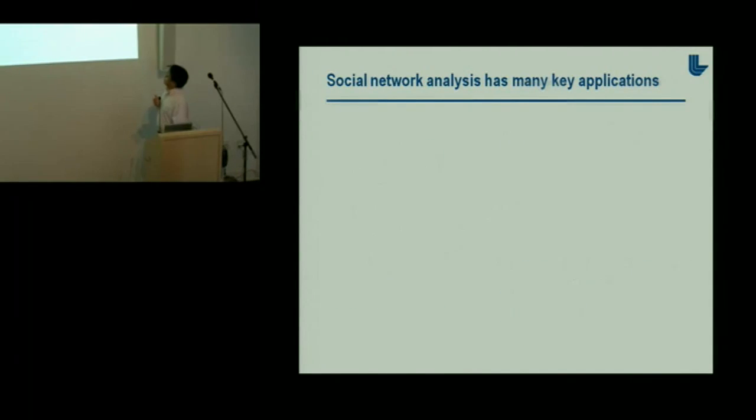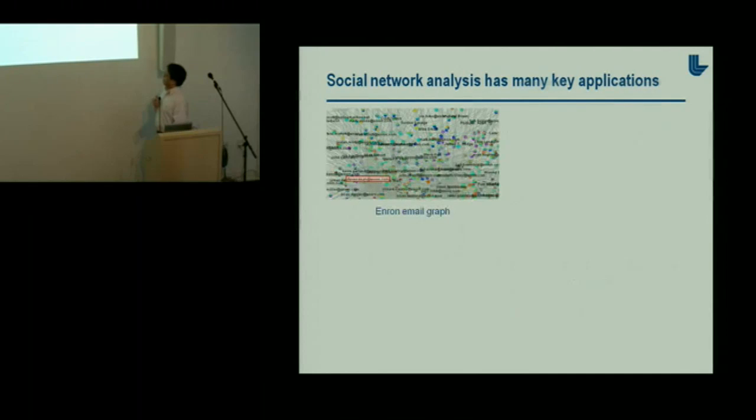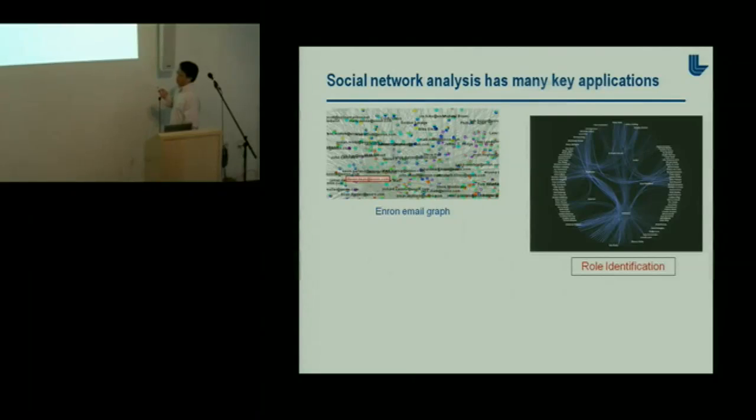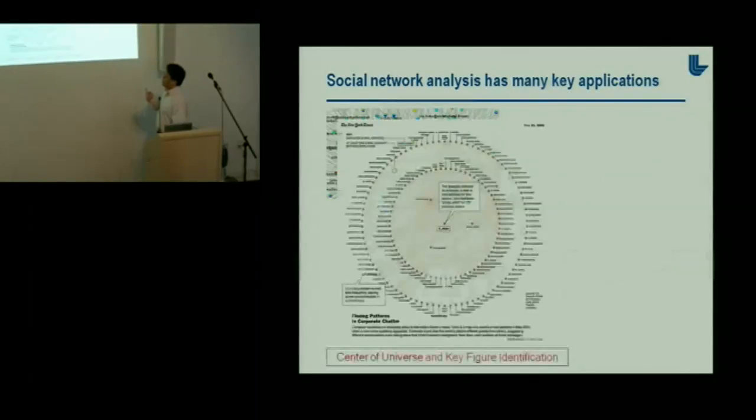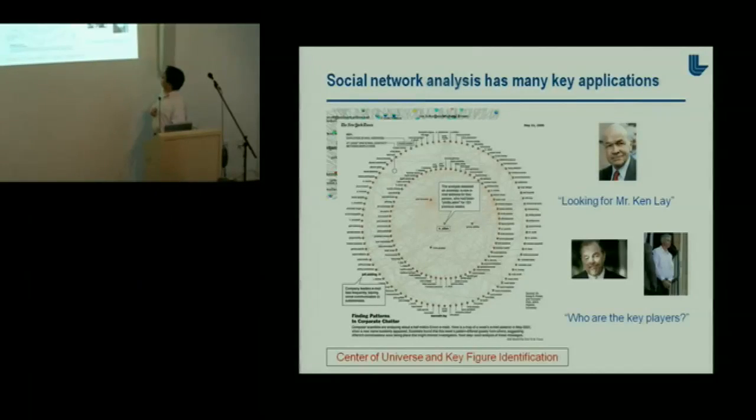Social network analysis has many other applications. For example, you have an Enron graph, which is very messy. But if you run proper graph mining algorithms, you can actually determine the roles of each individual: who are the secretaries, who are the CEOs, and who are the people with power. Similarly, this is what I call the center of universe problem. You may want to find a single guy in the middle who has the final word and controls everything, like our Mr. Kenley. And similarly, you can find people with power, some influential people, like these two guys spending their leisure time in jail now.